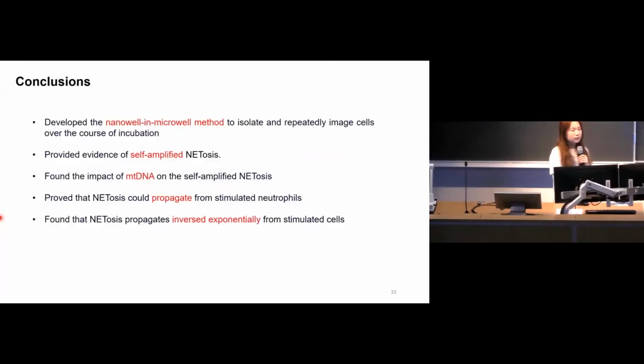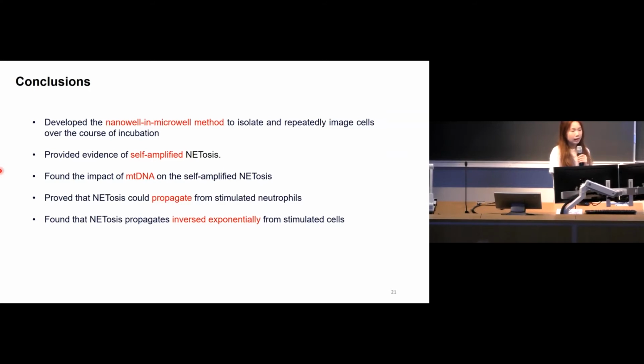In conclusion, we developed a nanowell method for the study of NETosis. We proved the self-amplifying NETosis by testing cells at different cell densities and by culturing stimulated cells and naive cells together inside a nanowell unit. We also found that mitochondrial DNA released from stimulated cells contributed to this self-amplifying NETosis through the toll-like receptor 9 signaling pathway.